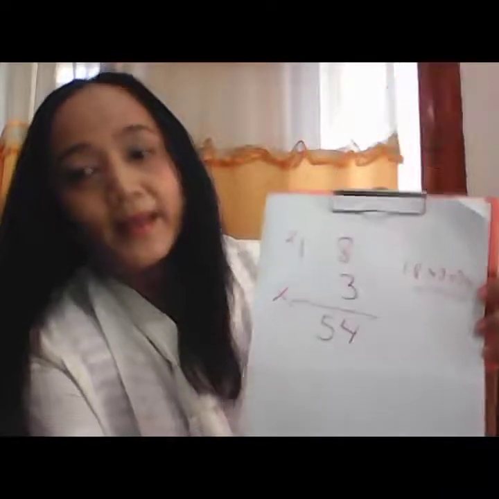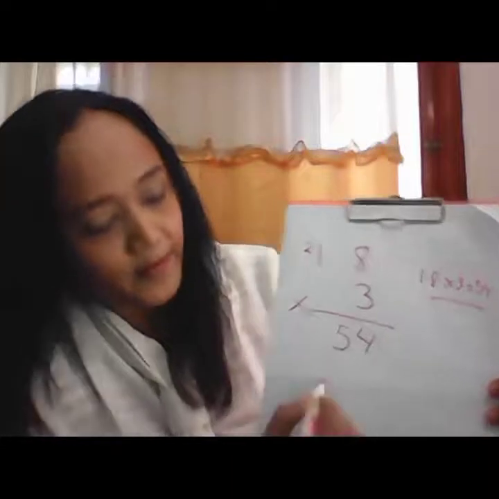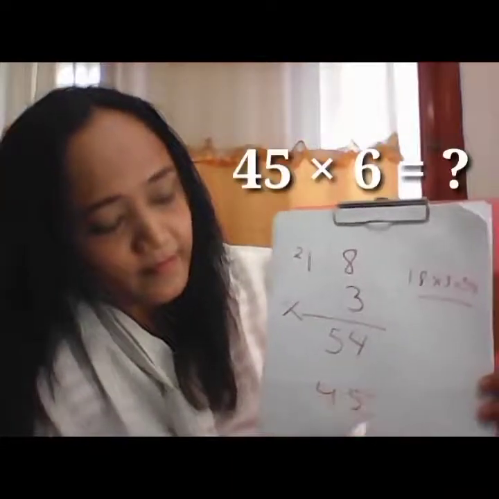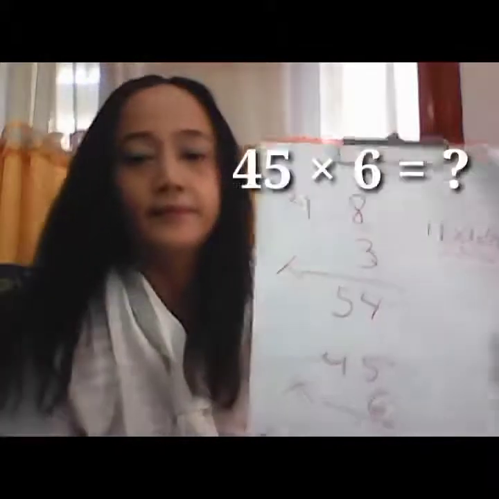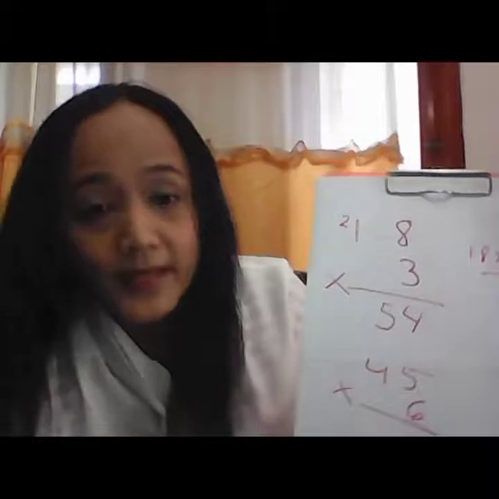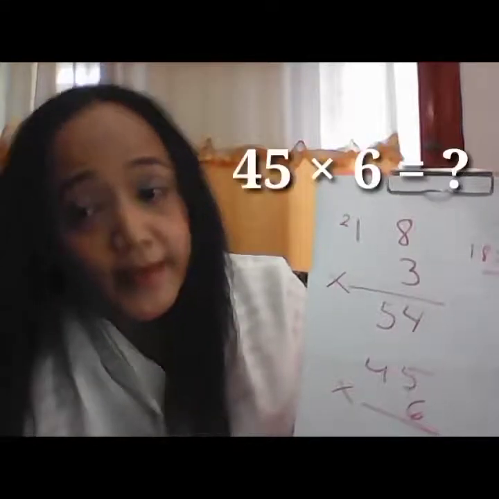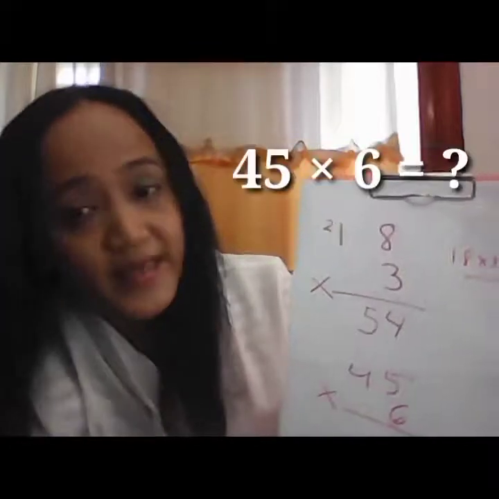Okay, now another example, 45 times 6. Five is the ones, 4 is the tens. Multiply the ones by 6.